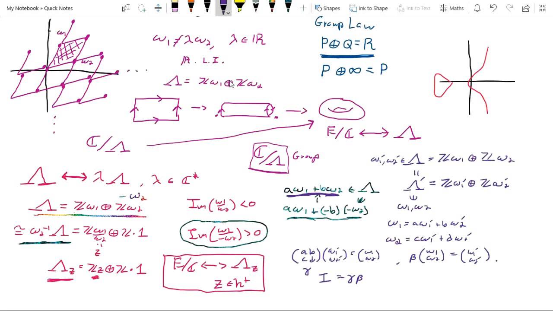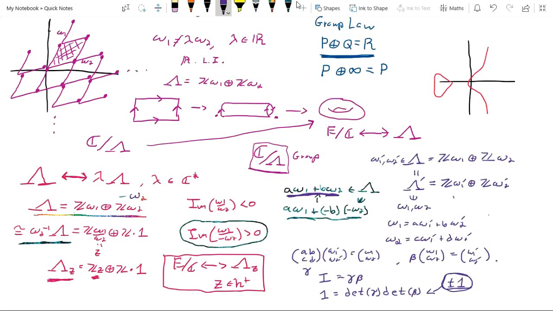And if I take the determinant of both sides, the determinant of the identity matrix is always equal to 1. And I have that this is equal, by the product property of determinants, to the product of the determinants of gamma and beta. But gamma and beta are integer matrices, so their determinants must be integers, and the only way that we can have a product of integers equaling 1 is if both of these are just plus or minus 1.